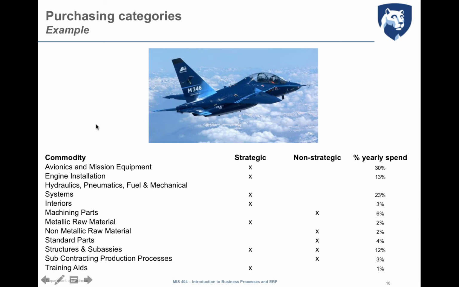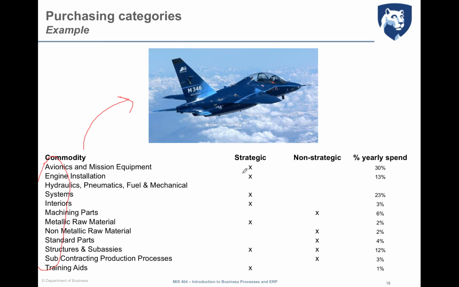And these are the purchasing categories in Leonardo Helicopters. So as you can see here, you have the categories grouping all raw materials and components and parts, which can be named avionic and mission equipments. Then we have engine installation, and we have hydraulics, pneumatics, fuel and mechanical. Then we have systems, then we have interiors, then we have machine parts, then you have metallic raw material, then you have non-metallic raw material, standard parts, structure and sub-assemblies, subcontracting production processes, and training heads. These are the purchasing categories of Leonardo Helicopters.